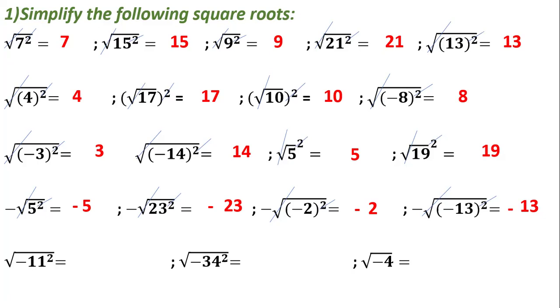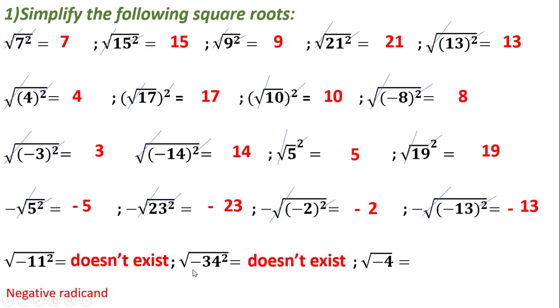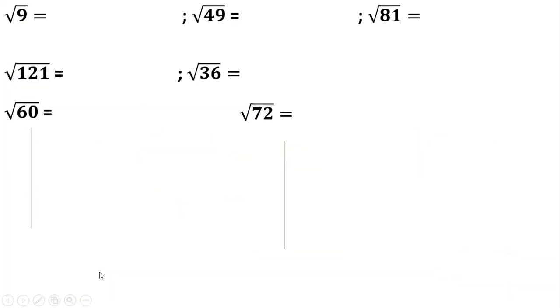So this is a negative radicand. And as I said in my lecture, when we have a negative number inside the radical, this does not exist since the radicand is negative. The same here, radical minus 3 squared. Since the minus has nothing to do with the squared, it stays minus. So inside I will have a negative radicand. This does not exist. Radical minus 4, also I have a negative radicand and this does not exist. Please pay attention to these three examples.